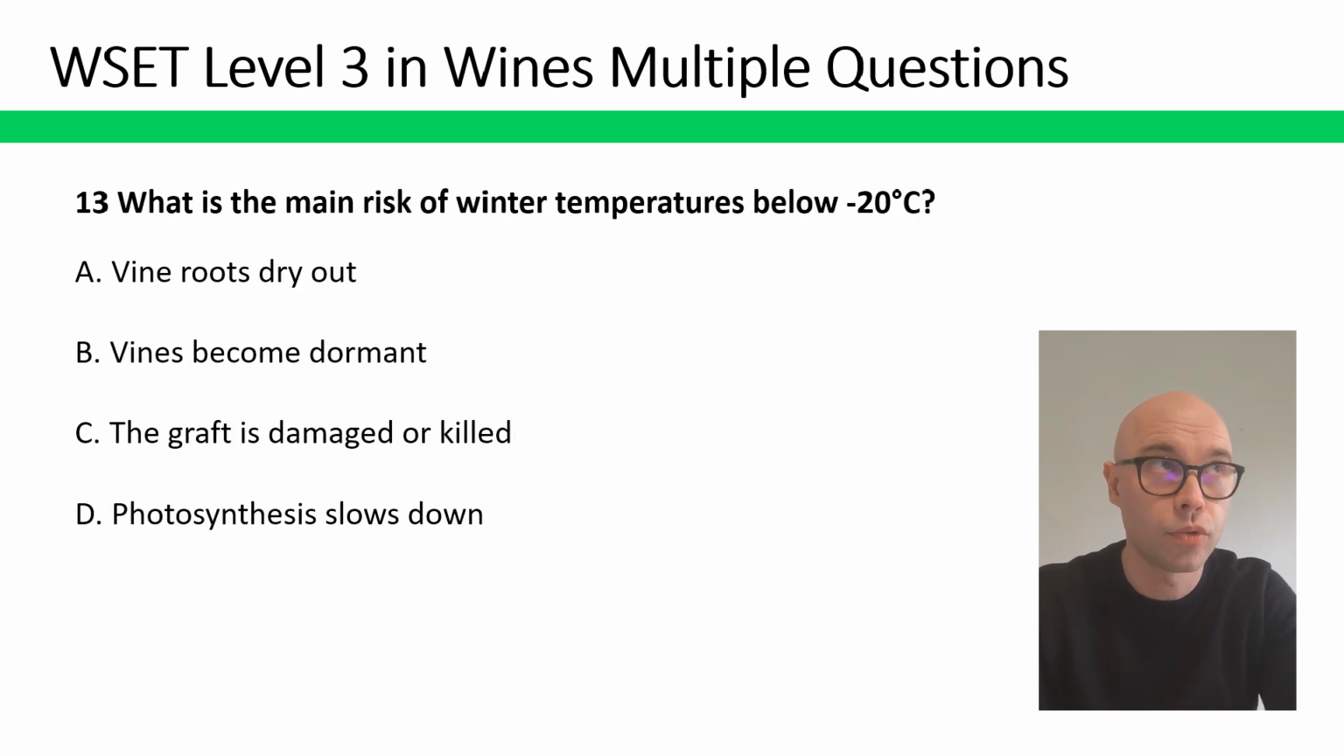What is the main risk of winter temperature below -20? Vine roots dry out, vines become dormant, the graft is damaged or killed, photosynthesis slows down. The correct answer is C. The graft can be damaged or killed. So the graft is the part where you attach the root part with the fruit part on the top. If the temperatures are -20, which is winter freeze, this can damage the graft.